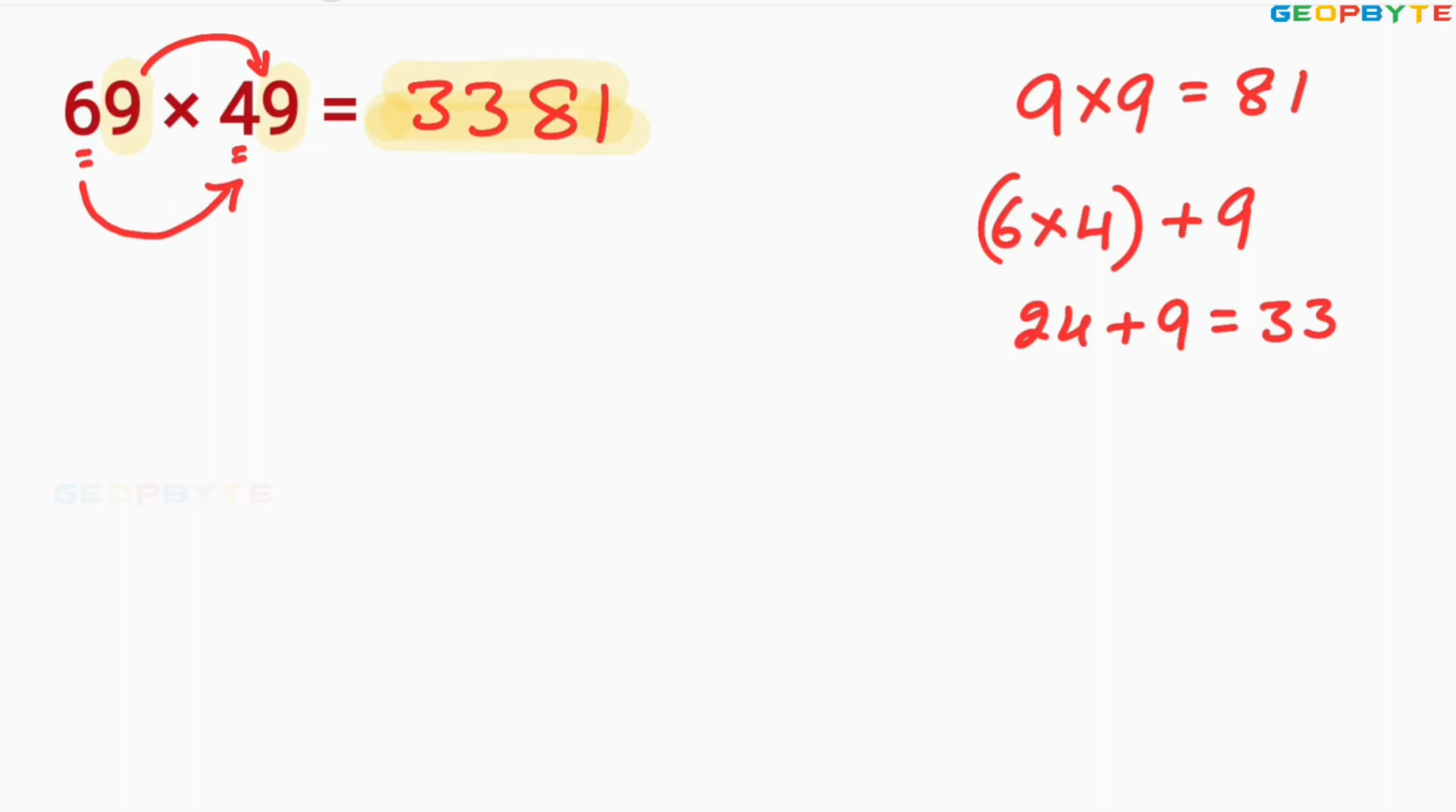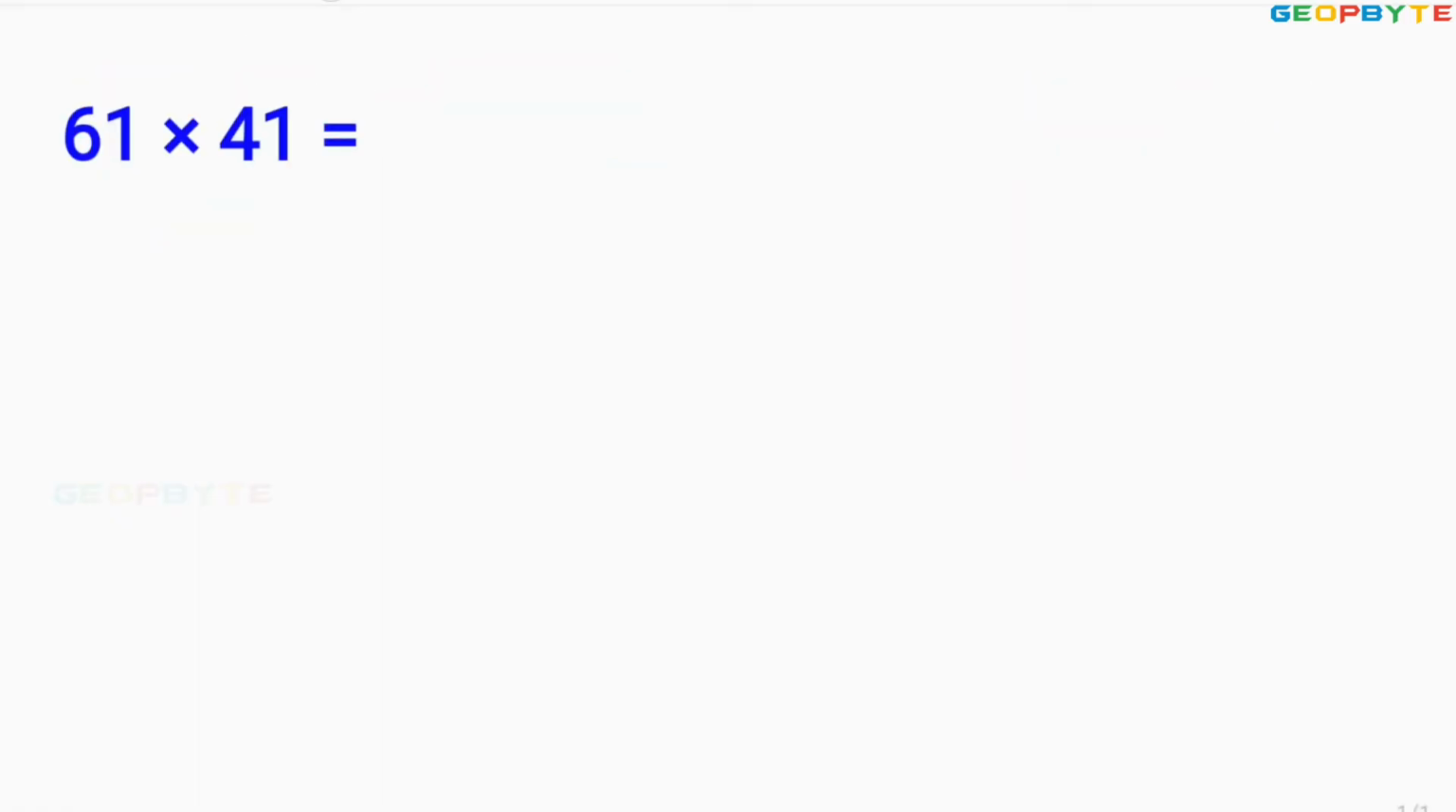Similarly, let us take the other multiplication. Look at the numbers. Here the ones place digit remains the same. The sum of the tens place digits equals 10. Then you multiply the ones place digits first. 1 into 1, how much is it? 1. But always write in terms of two digits. Write 01. You put that 01 here.